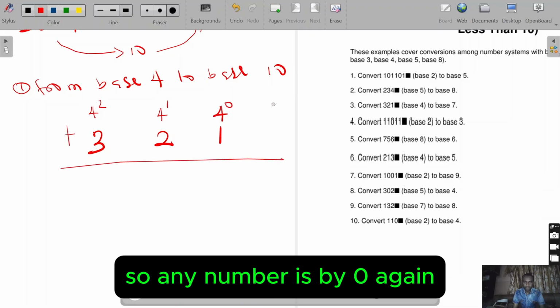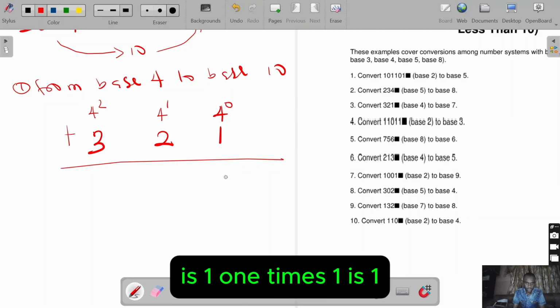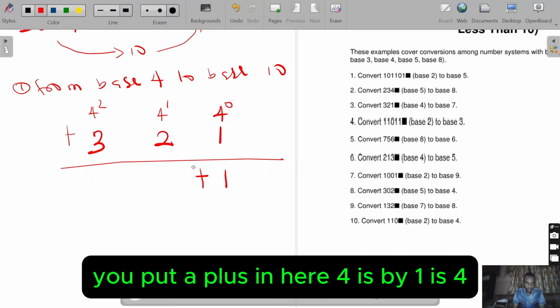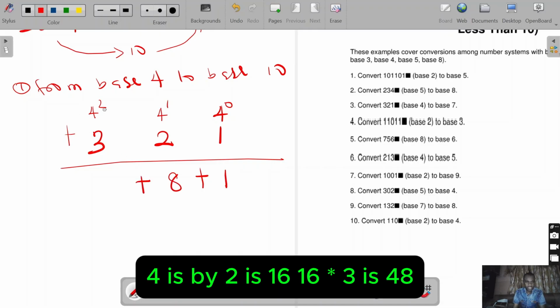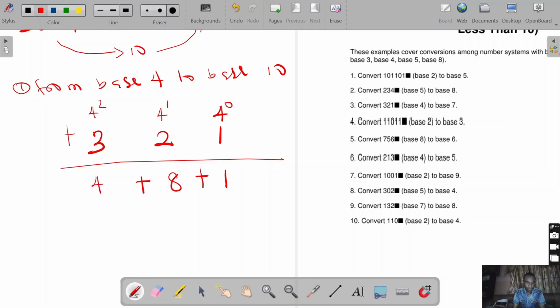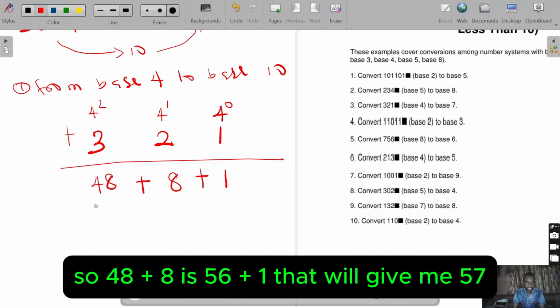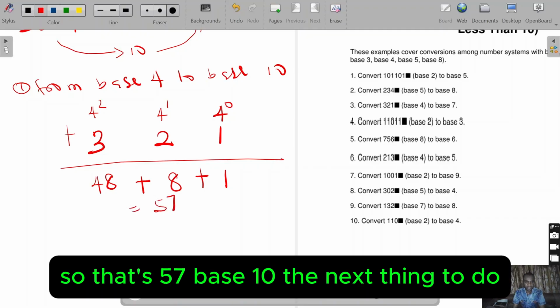You put a plus here. Any number raised to power 0 is 1. 1 times 1 is 1. You put a plus in here. 4 raised to power 1 is 4. 4 times 2 is 8. Put a plus in here. 4 raised to power 2 is 16. 16 times 3 is 48. So 48 plus 8 is 56, plus 1. That will give me 57. So that's 57 base 10.